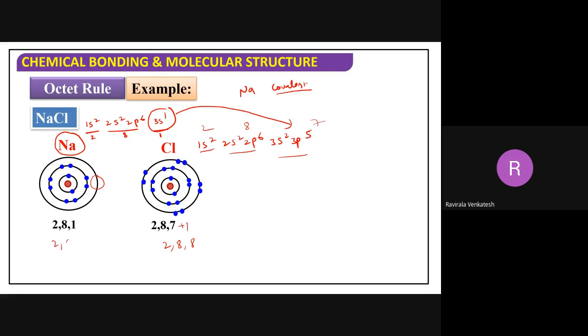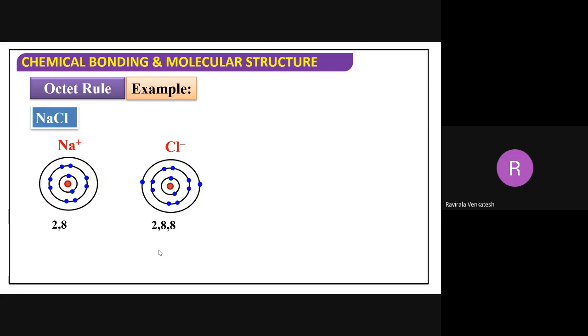Now this will convert into 2 comma 8. Now sodium transferred its electron, isn't it? You observe here now 2 comma 8, 2 comma 8, isn't it? You got octet configuration. This is what type of configuration? Neon configuration, octet. This one is argon configuration. Now the chlorine is forming two different types of chemical bonds. One is what? Covalent bond. This one is what? Ionic bond.